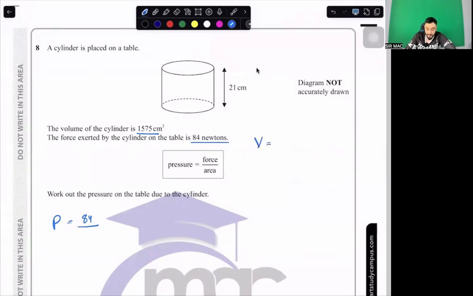So force is 84, and I don't have the area, I have the volume. Volume of a cylinder is given by area times height. Really, it's given by pi r squared h, but I just need the area. That's why I'm not writing pi r squared. The height is given as 21, and the volume is 1575. So to get the area, I divide 1575 by 21, and the area would be 75 units squared. I would write the units.